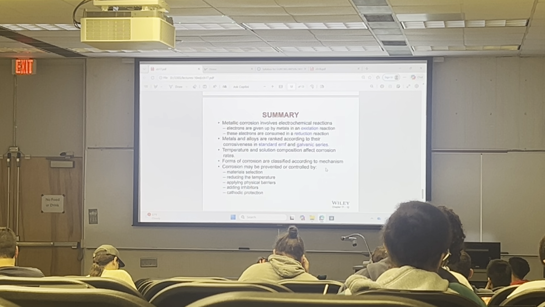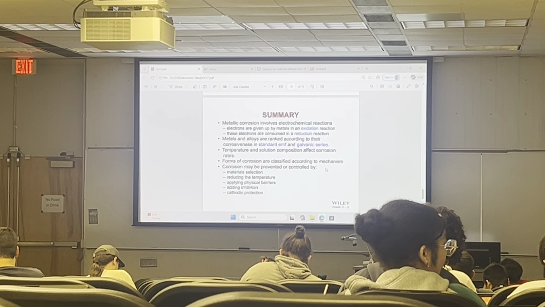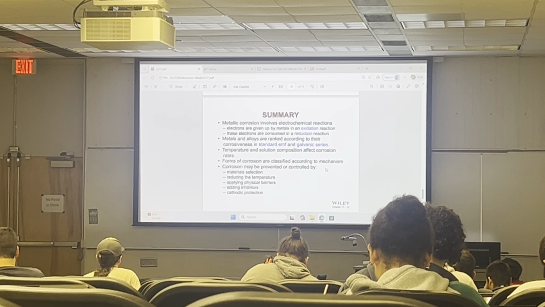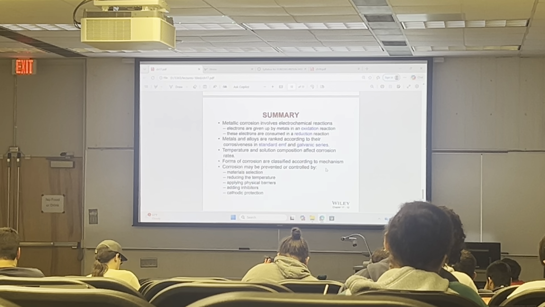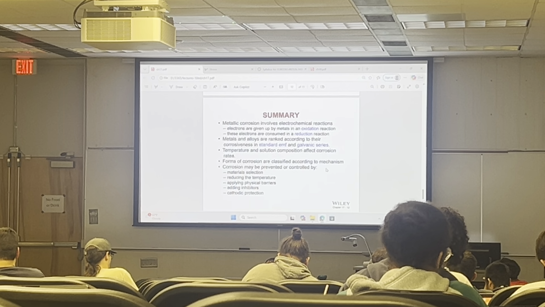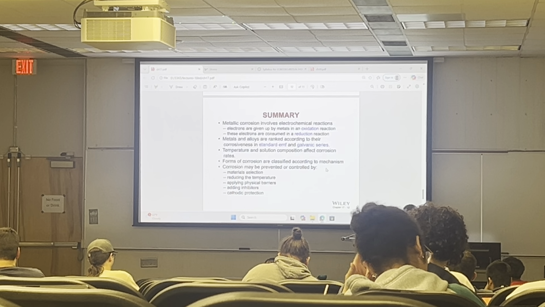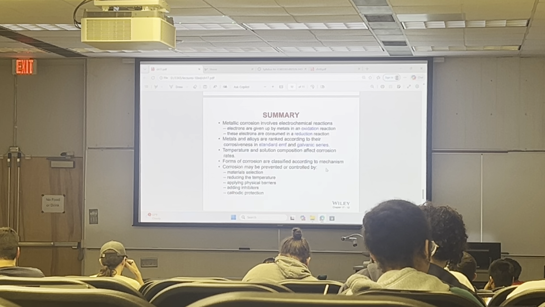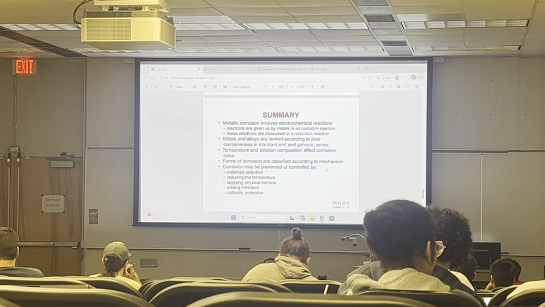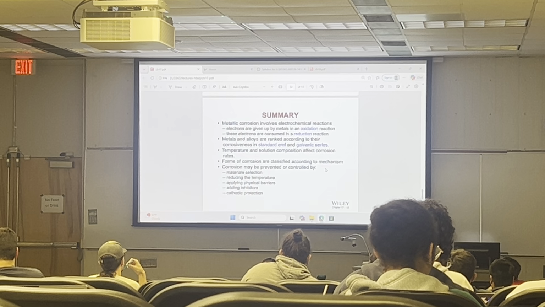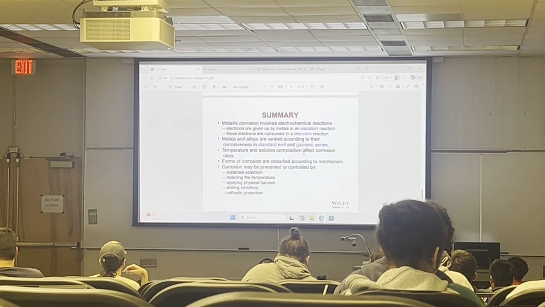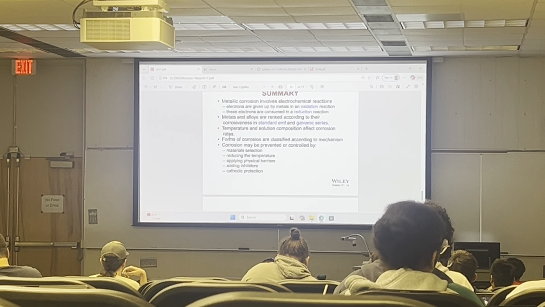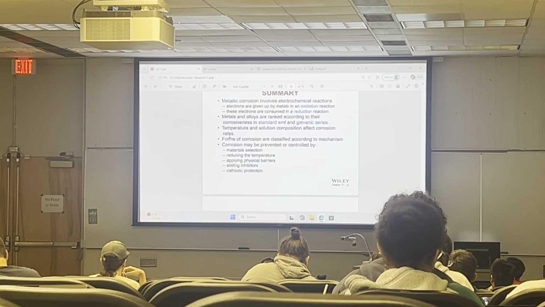Okay, in summary, metallic corrosion involves electrochemical reactions where electrons are given up by the metals in an oxidation reaction. So electrons on the outer shells of metals are taken, and those electrons are consumed in the reduction reaction. So there are two reactions, oxidation and reduction. And all the metals are ranked according to their corrosiveness in the standard or galvanic series. Temperature and the solution composition affect corrosion.